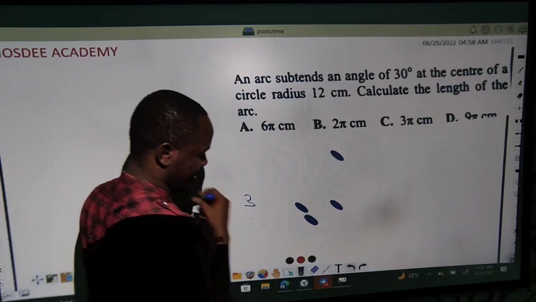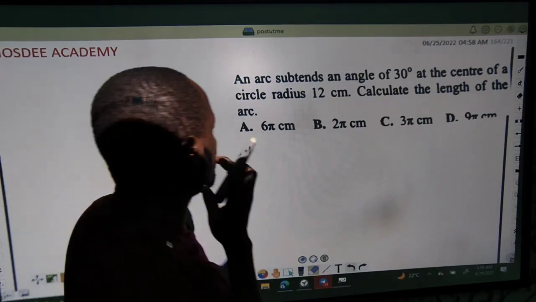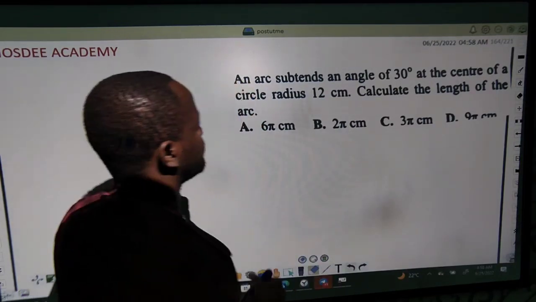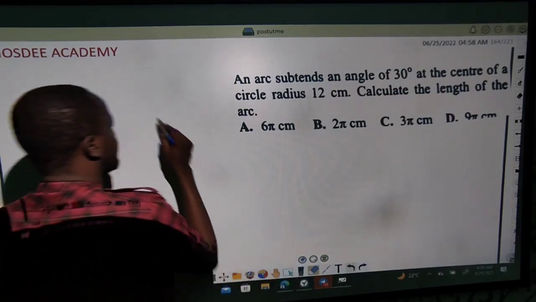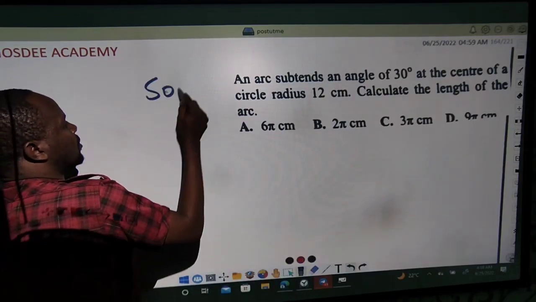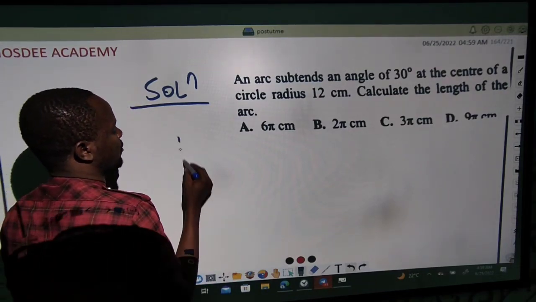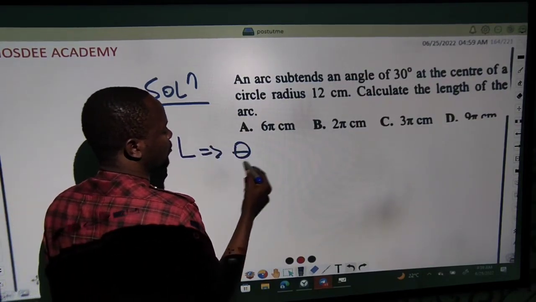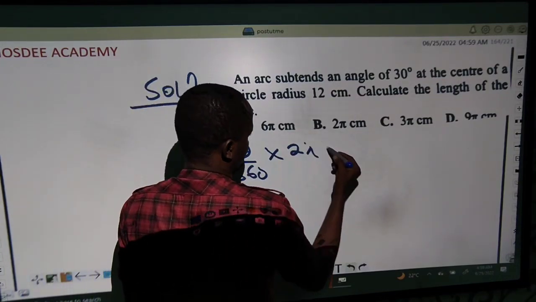This is too light. So the solution is the same concept like what we did. Length of arc is theta over 360 times 2 pi r. So directly we can just say, solution, I want to use this because this is better when I write. Solution: length of arc is, we've done a lot of questions on this, theta over 360 times 2 pi r.